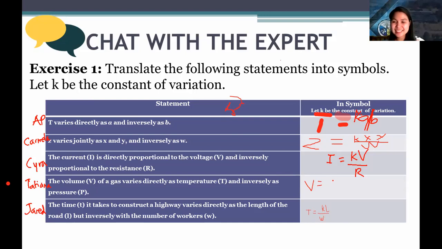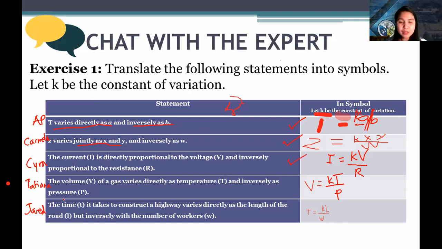V equals KT over P. Oh, very good. Now let's start. Ready? T varies directly as A. So T equals KA, and inversely as B, so over B, correct. Next, Z varies jointly, it means directly, as X and Y. Very good. And inversely as W. Very good, Carmela. Next, for Syra, the current I is directly proportional to the voltage V and inversely to resistance.